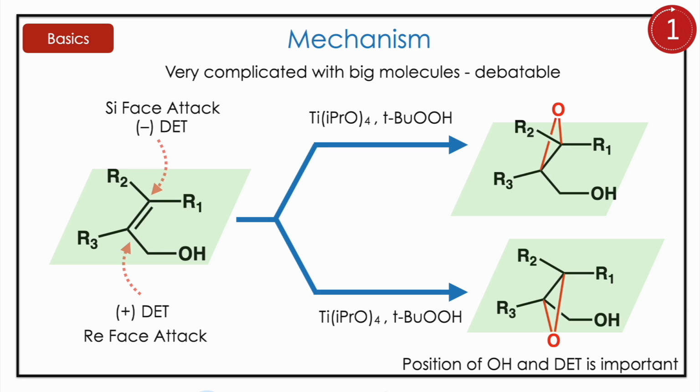Here alcohol position is also important. So through the help of titanium isopropoxide and peroxide, you have above the plane epoxide or below the plane epoxide. Mechanism is very complicated. I mentioned it as simple as that. Here the crucial part is DET and alcohol. We will see that in upcoming slides.